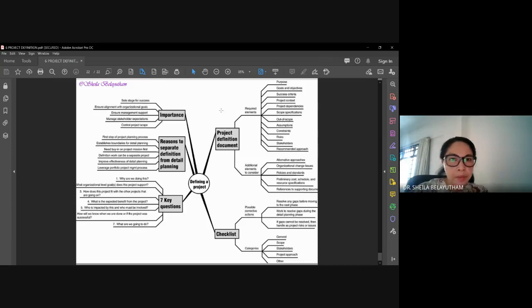So basically, why is it important? The importance is very logical. If you do not have this authorizing document, you do not have the authority to conduct a project. So once you have this project charter, you have the basic factors covered.